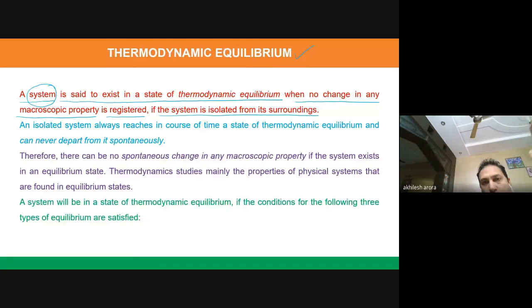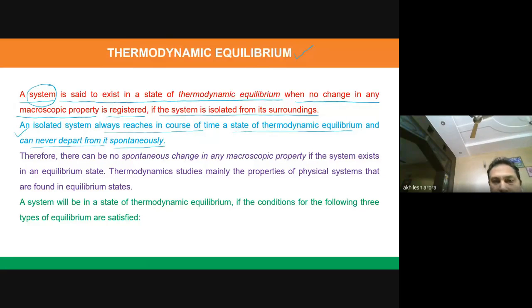If you don't find any change in any of the properties, then we will say that the system is in thermodynamic equilibrium. Let us see what the various things in it are. An isolated system always reaches in course of time a state of thermodynamic equilibrium and can never depart from it spontaneously.